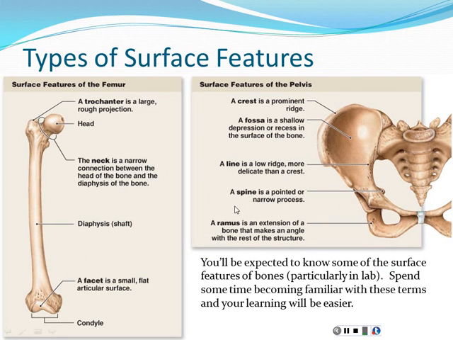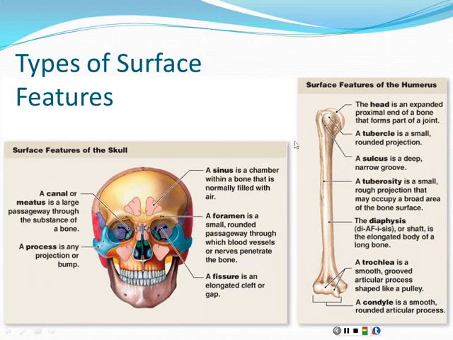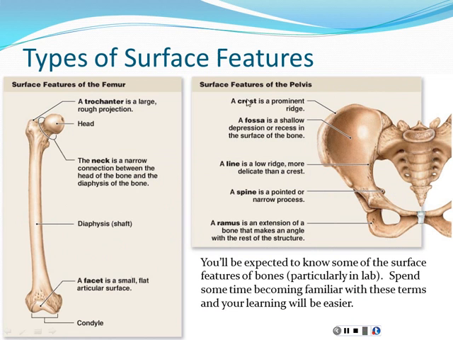A trochanter is a large rough projection, so you can compare that to a tuberosity. So a tuberosity is like a small trochanter. A trochanter is a large rough projection. A tuberosity is a small one. A neck is a narrow spot on a bone. Oftentimes the neck is associated with the head. So if this is the head, then the more distal part there is the neck.